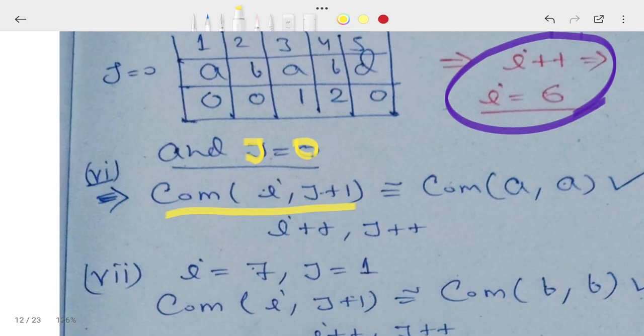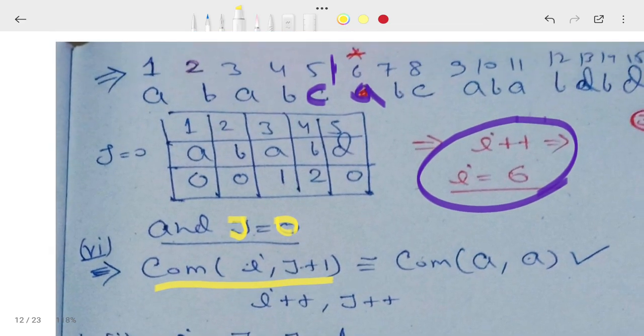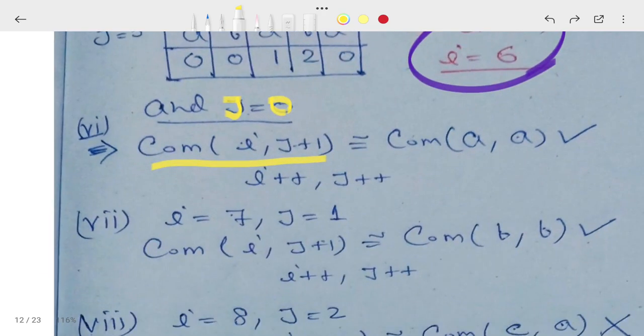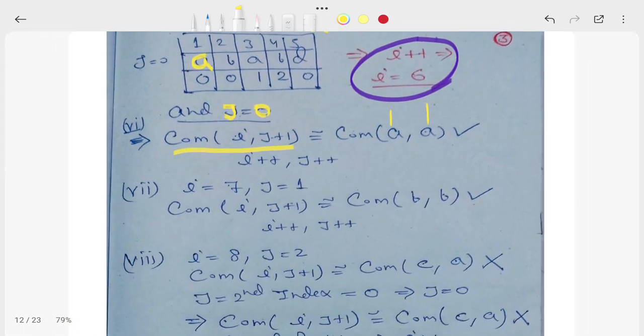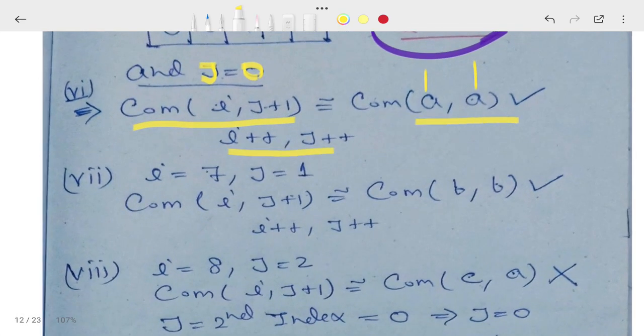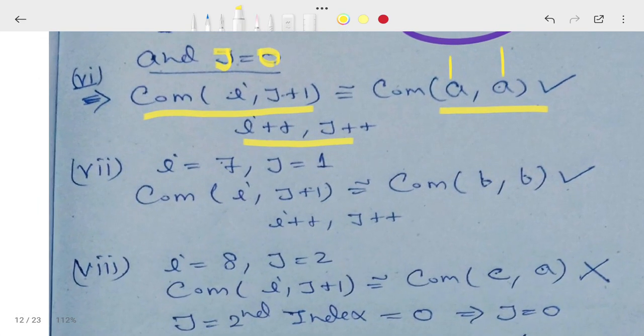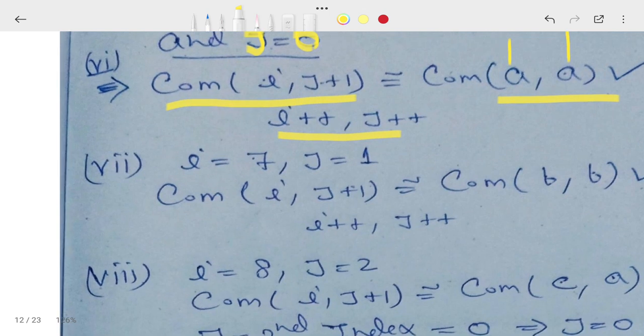So what is i? i is equal to A. I am comparing this A with A, because j is equal to 0 means 0 plus 1 is equal to A. Both are matching. Matching means i plus plus, j plus plus. Same algorithm. Now i is equal to 7, 6 plus 1 is equal to 7, and j is equal to 1.